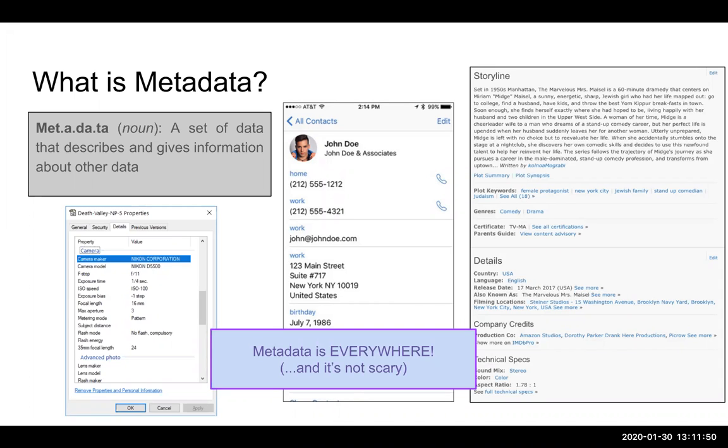So metadata is kind of a scary thing to think about when you're jumping into it with a specific focus on science, but it's really not that scary, it's everywhere. And it's actually super helpful.